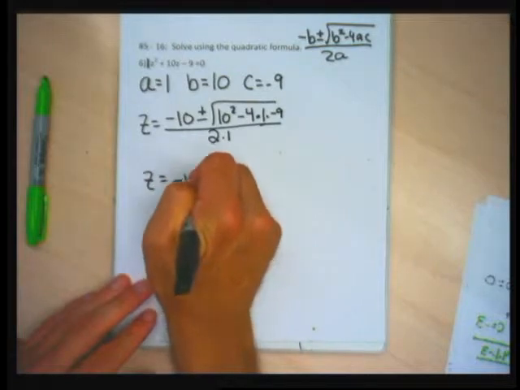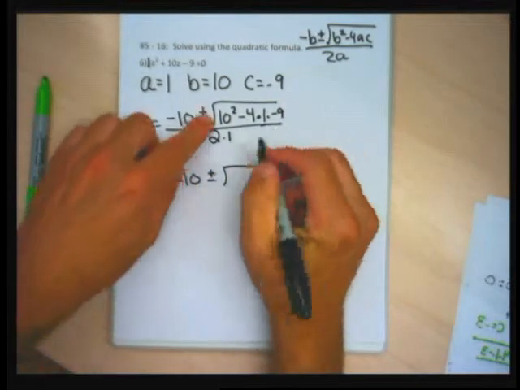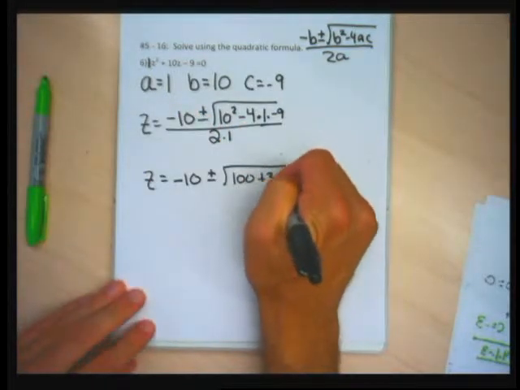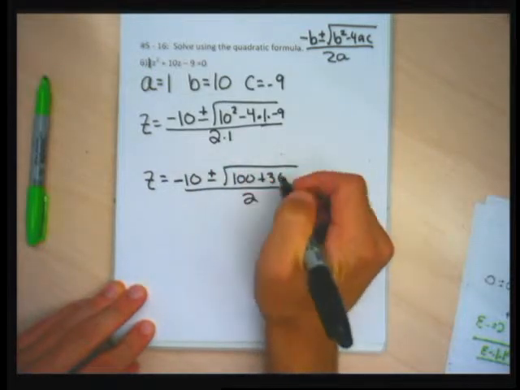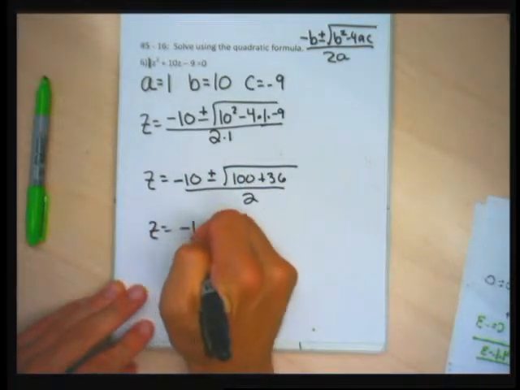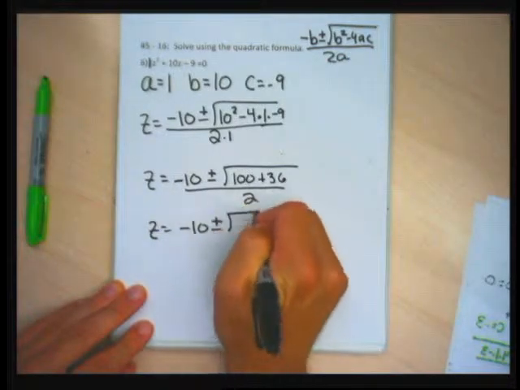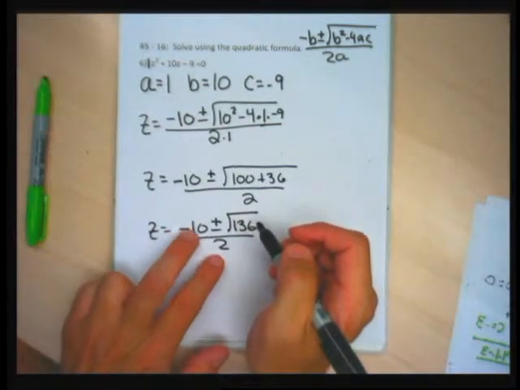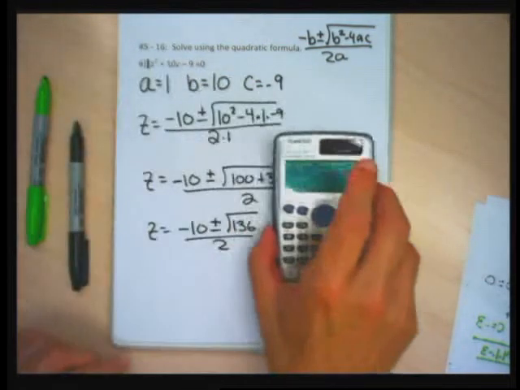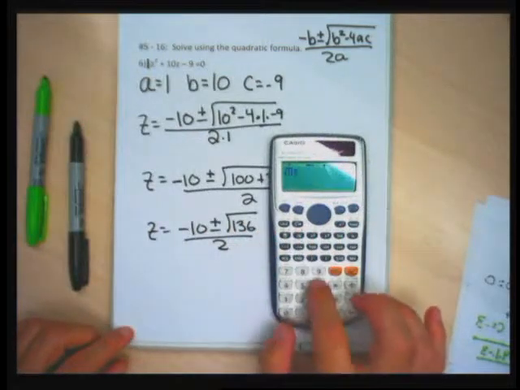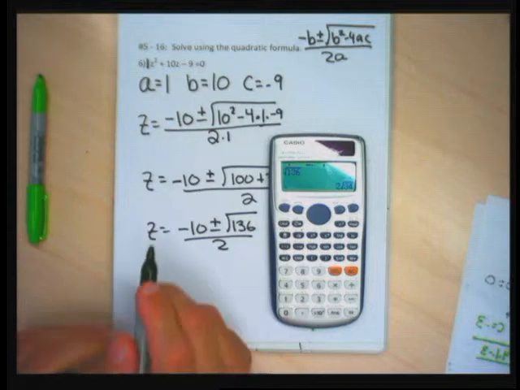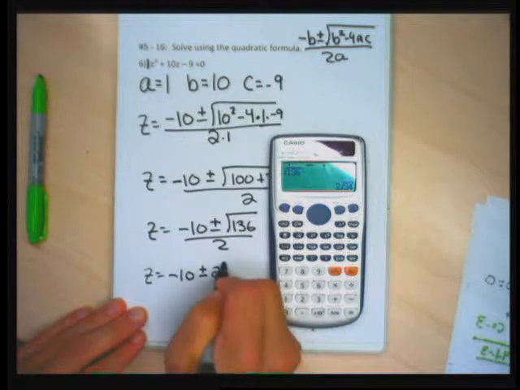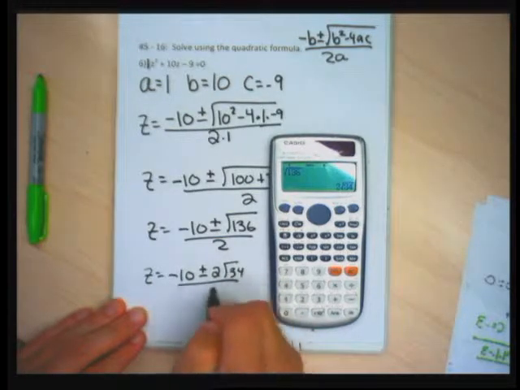Z equals -10 plus or minus 10 squared is going to be 100. -4 times 1 times -9 is positive 36. And then over 2. So I get z equals -10 plus or minus the square root of 136 over 2. It's illegal to reduce these two. If I did this on my calculator, I wouldn't be tempted to reduce this. Let me reduce the square root of 136 real quickly, which is 2 square root of 34. So I'm going to get z equals -10 plus or minus 2 square root of 34 over 2.